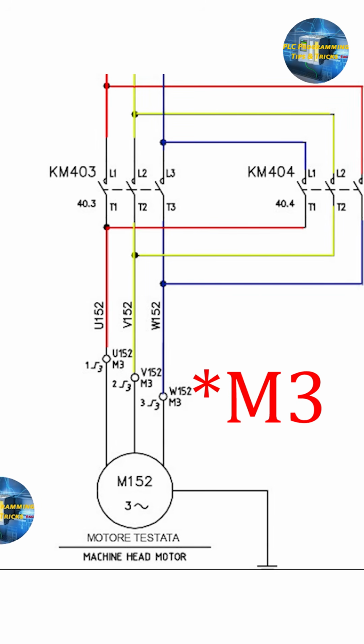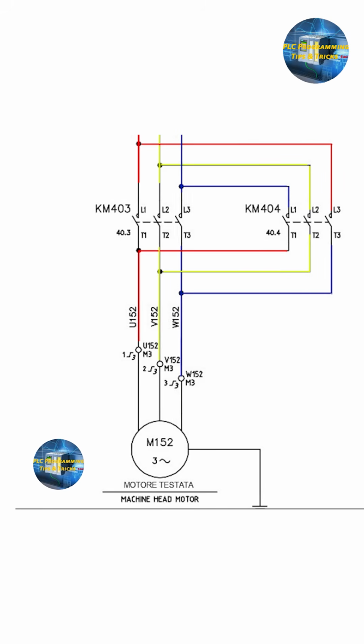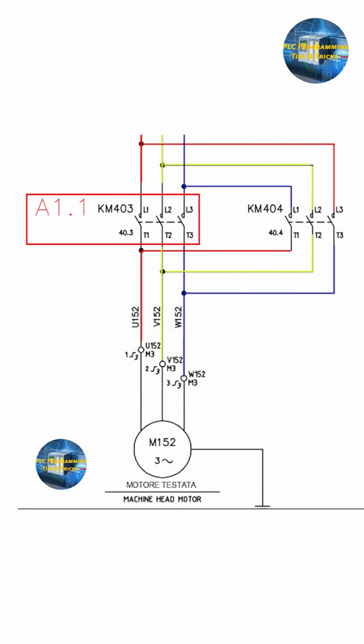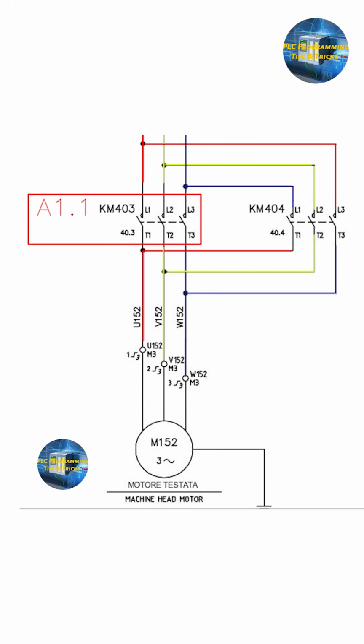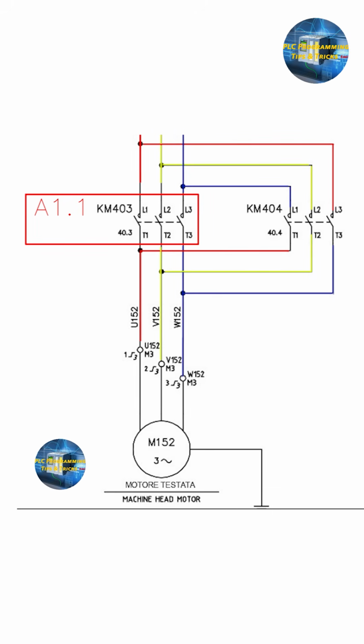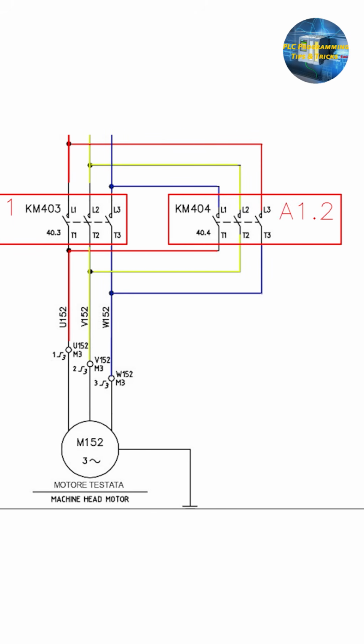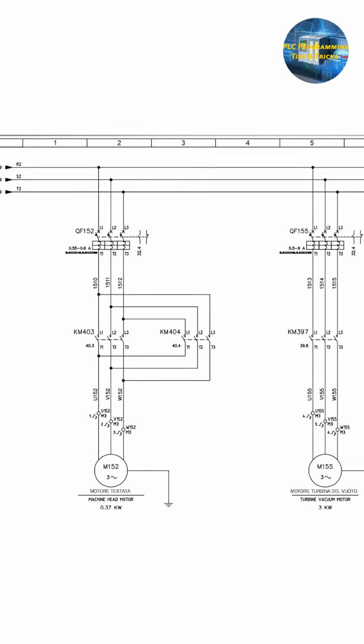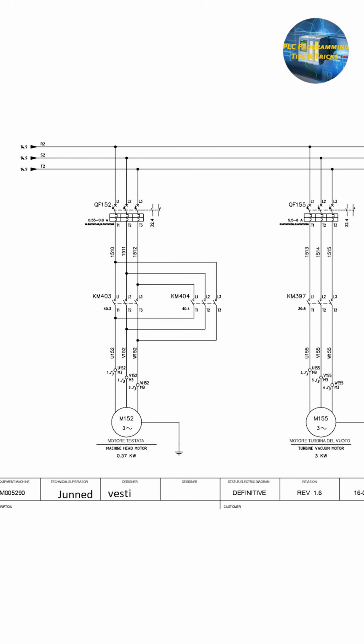As we have seen earlier, the KM403 contactor will turn on with the A1.1 PLC output and the motor will run in the forward direction. And the KM404 contactor will turn on with the PLC output A1.2 and the motor will run in anti-clockwise direction, or in the reverse direction. So this is how to read the diagram for the PLC digital outputs.